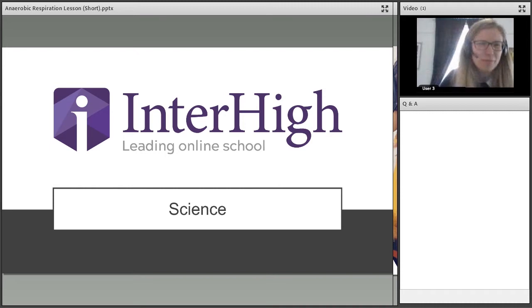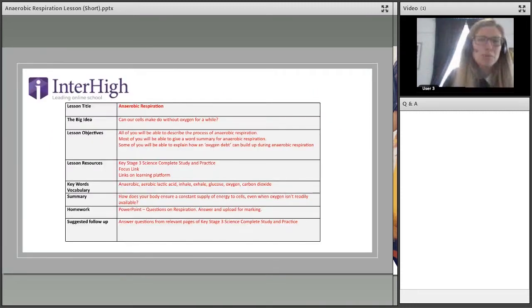So, we would normally start with a slide that looks a bit like this, and it tells us a bit about what we're going to be learning about in today's session. The title is anaerobic respiration. Some of you might know a bit about this already. Some of you might have never heard of these words before. That doesn't matter at all. And the big idea for today is we're thinking about cells in living things. We're made of cells. All living things are made of cells. Can our cells do without something called oxygen for a while?